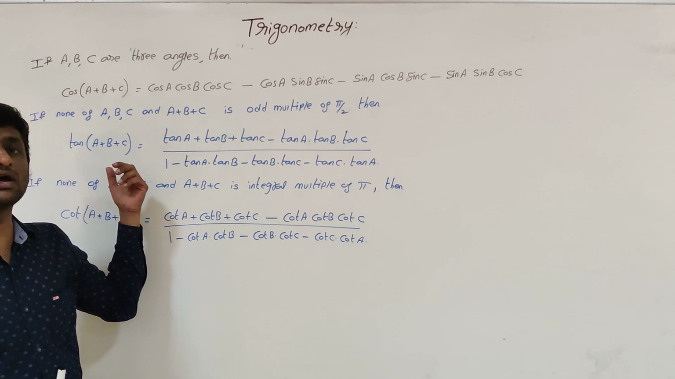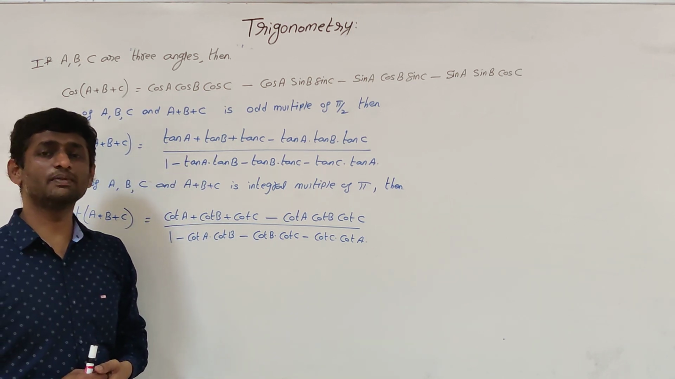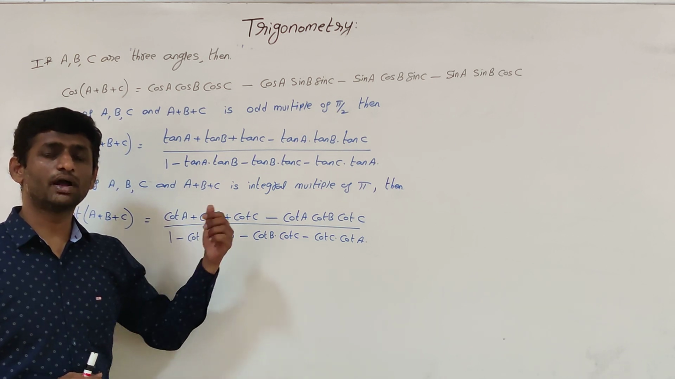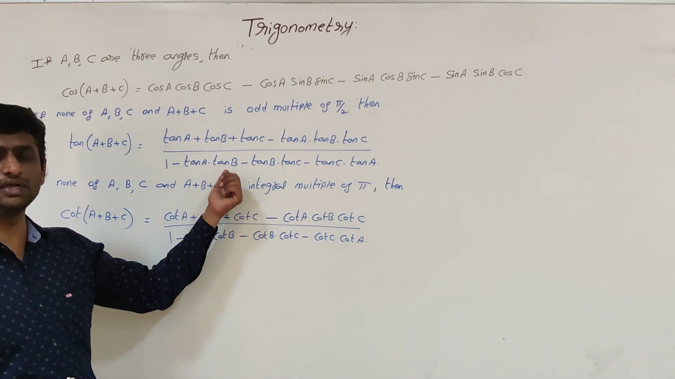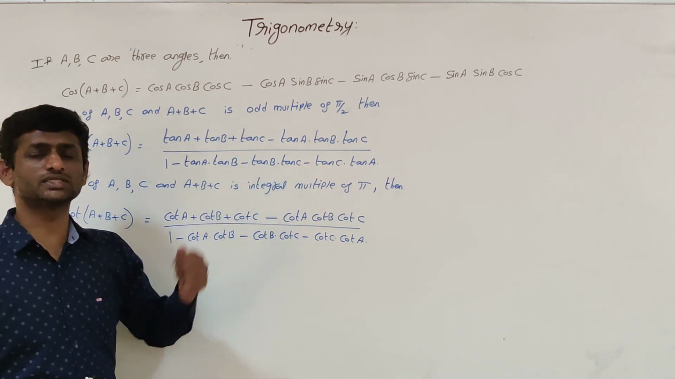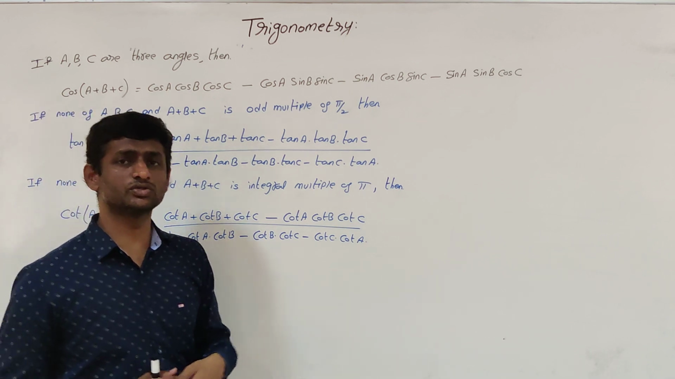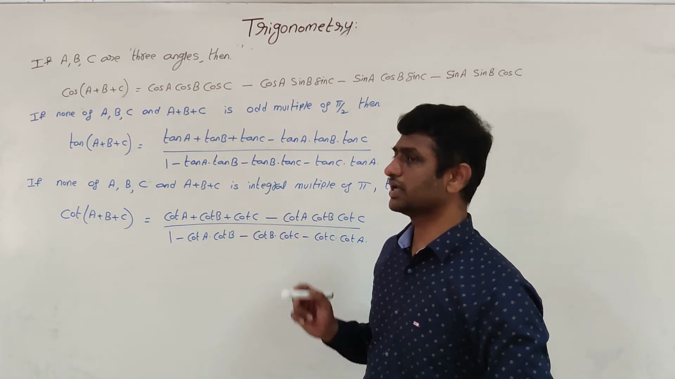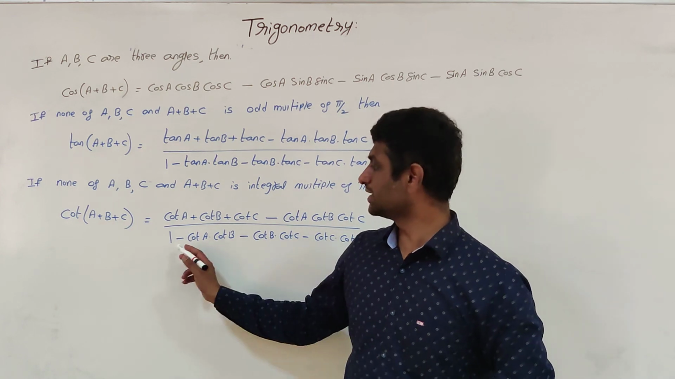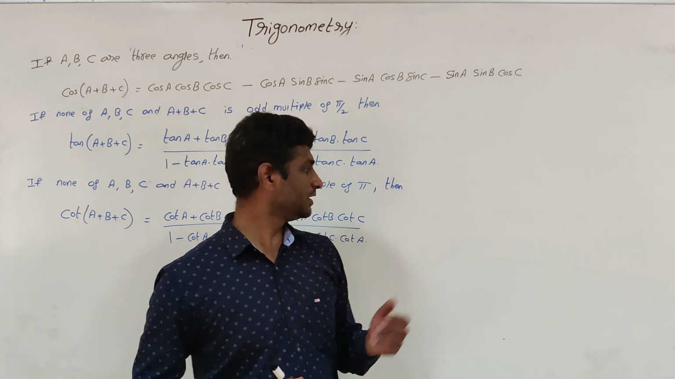Similarly, tan of A plus B plus C will be tan A plus tan B plus tan C minus tan A tan B tan C by 1 minus tan A tan B minus tan B tan C minus tan C tan A. Similarly, for cot of A plus B plus C, the proof is also simple: cot A plus cot B plus cot C minus cot A cot B cot C by 1 minus cot A cot B minus cot B cot C minus cot C cot A.